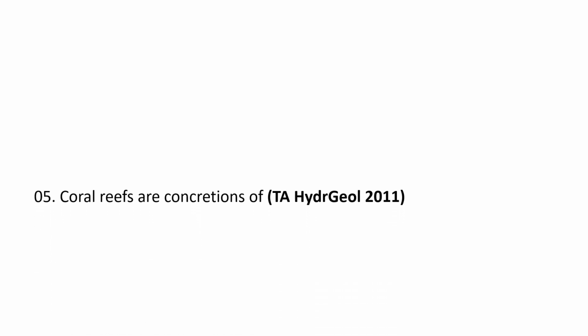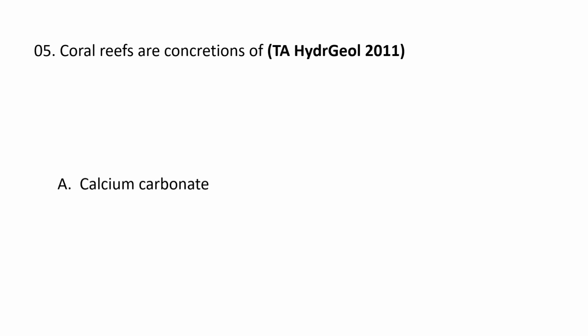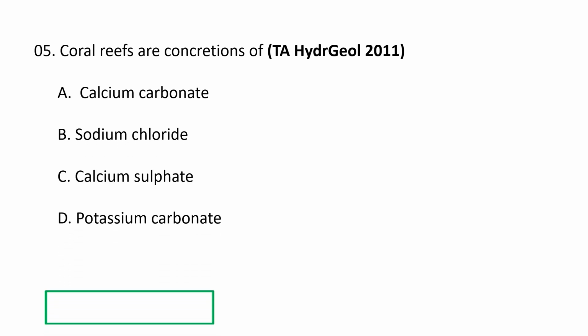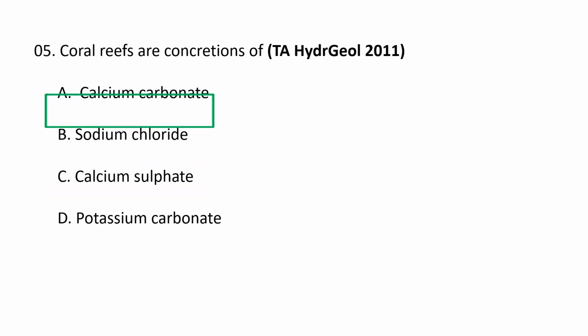Next question. Coral reefs are concretions of A. Calcium carbonate, B. Sodium chloride, C. Calcium sulfate, D. Potassium carbonate. Coral reefs are concretions of calcium carbonate.